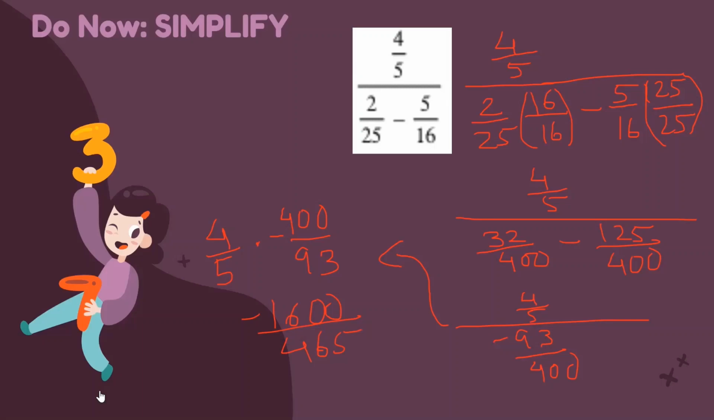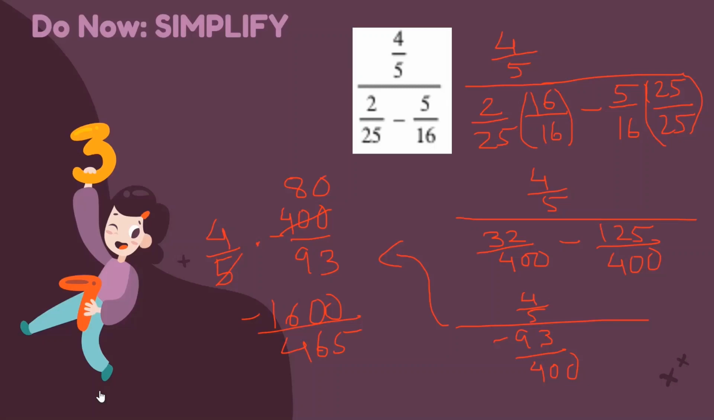You know that you can divide 400 by 5. So 5 times 8 gives you 40, so that's actually 80. And now you can multiply across.